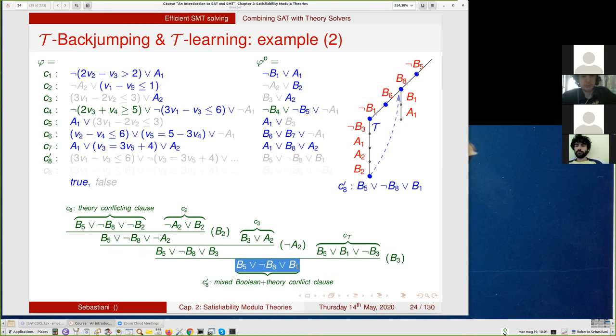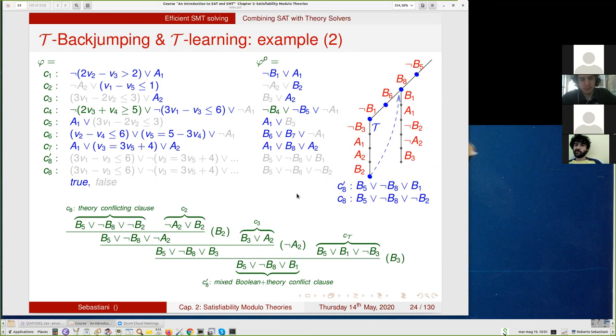Are we there? So this is a mixture of Boolean and theory reasoning. So you do apply conflict analysis, and you have this clause here, right? So let me go ahead.